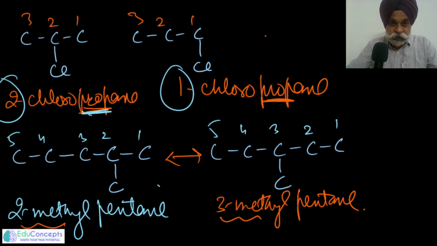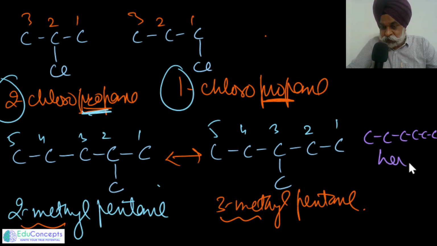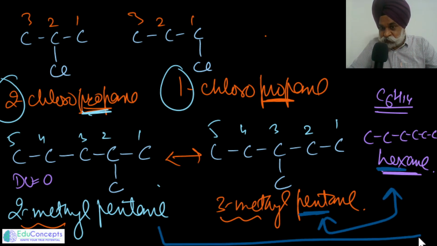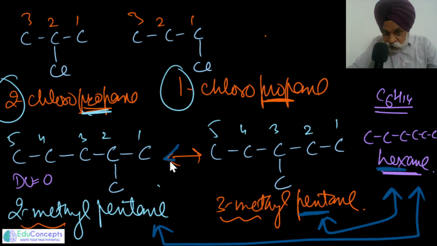Now here is a very interesting thing. If I write hexane, the degree of unsaturation here is also 0 with 6 carbons, C6H14. So if somebody asks you, is 2-methylpentane a chain isomer of hexane? Yes, it is. Is 3-methylpentane a chain isomer of hexane? Yes, it is, because the alk got changed. Here the alk is 6, here the alk is 5. So with respect to hexane, these are chain isomers. But with respect to each other, they would be said to be position isomers.